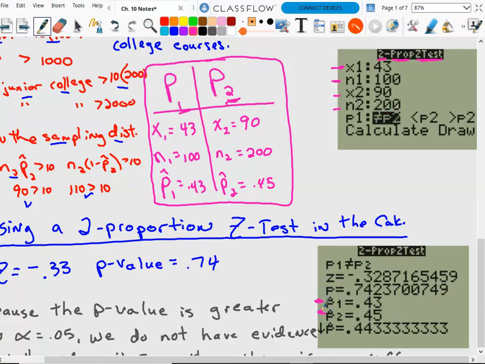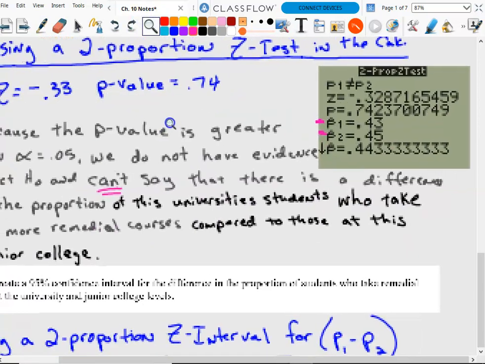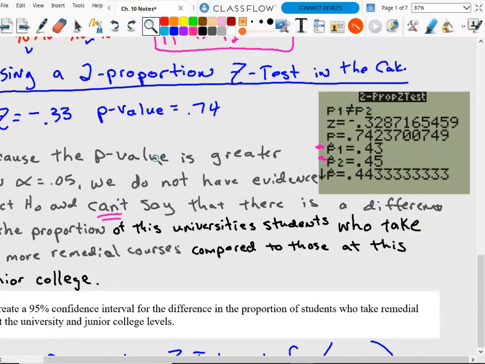So what if I were to give you this information via proportions instead of the number of people? You'd have to convert that proportion to a count. Make sure it's a whole number. If you have to round, round. But your calculator will not let you put in a decimal or a percent into here. It's got to be a count. So, I wanted not equal to in this case. I hit calculate. And this is what it produced for me.